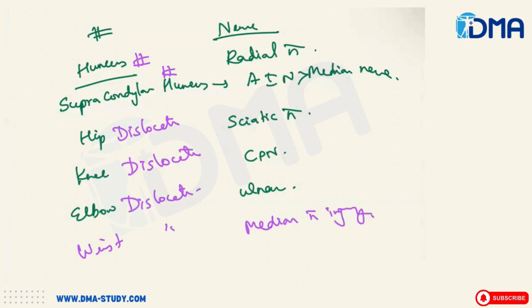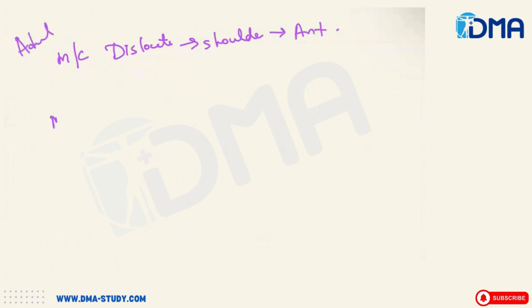Speaking about dislocation, which is the most common dislocation seen in the body? Most commonly dislocated will be the shoulder, and in that, anterior dislocation will be the most common. Whereas this is for adults. In case of a child, the most common dislocation would be in the elbow, right?